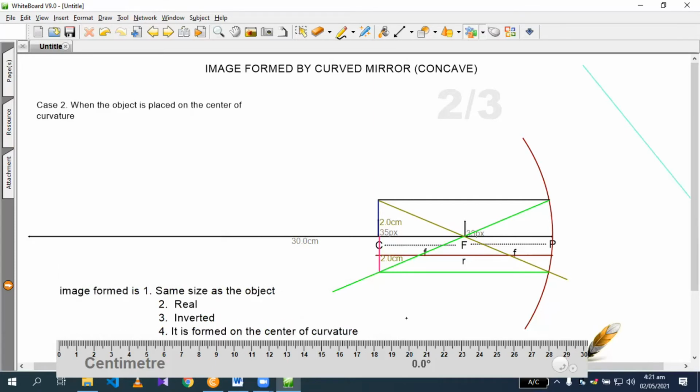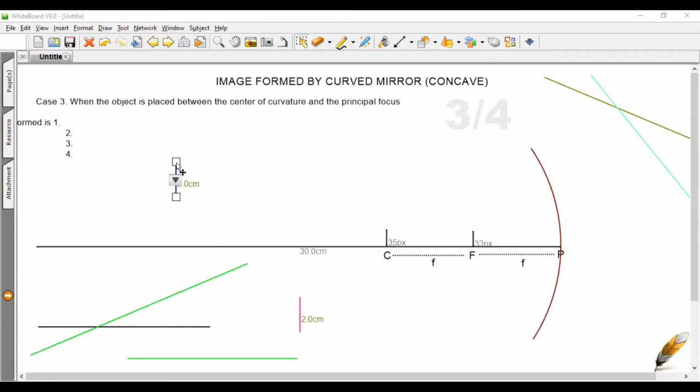That's about that. Good. Now let's move on to the next one, which is what? Let's move on to the next case, and that is when the object is placed between the center of curvature and the principal focus. Now this is the case 3, when the object is placed between the center of curvature and the focal length. What happens at this point? So let's just place our object there between the center of curvature and the focal length. Then we know what will happen.